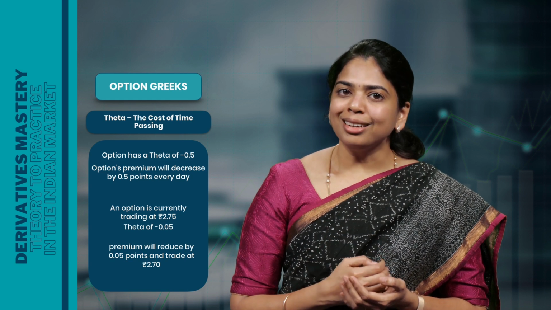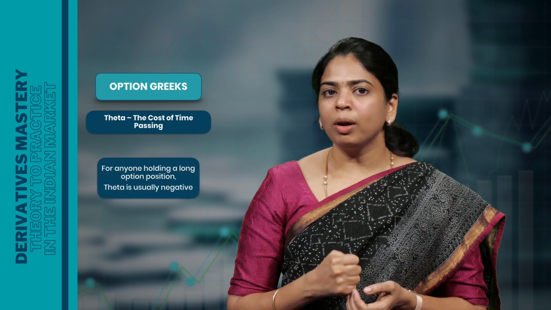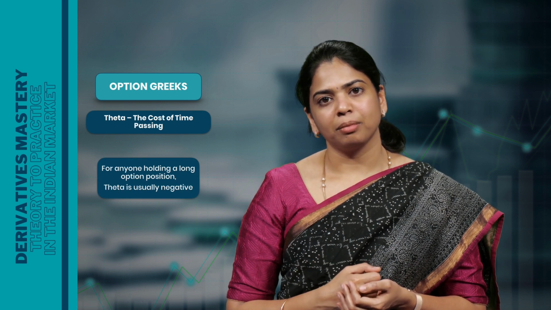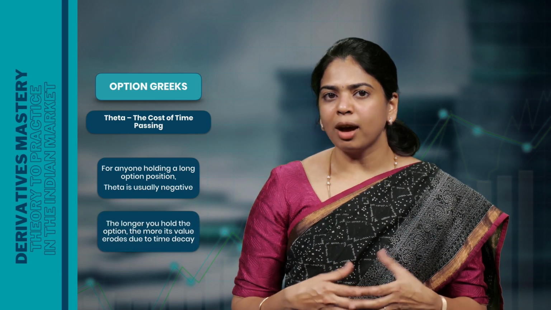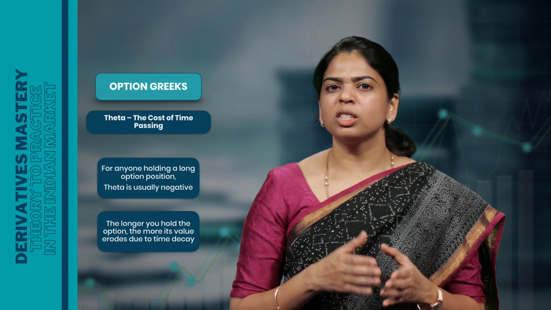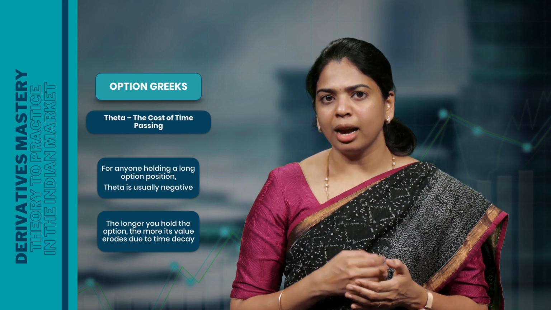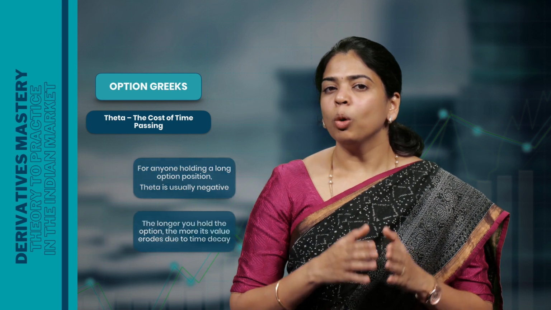Now, how does theta affect the different market participants? Let's first look at the option buyers. For anyone holding a long option position, theta is usually negative. This means the longer you hold the option, the more its value erodes due to time decay. This erosion is a cost that every option buyer must bear even if the underlying asset price remains stable. In other words, time works against the option buyer.